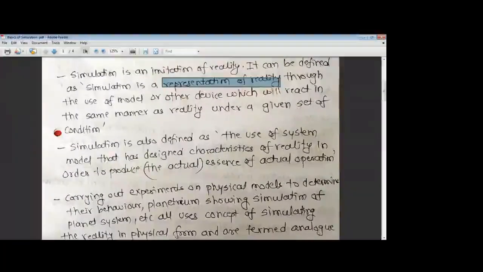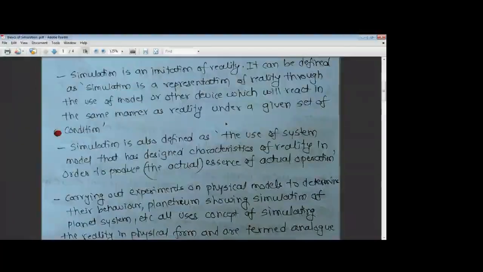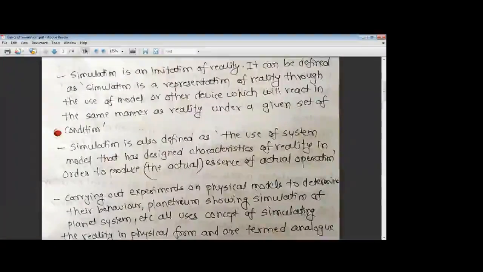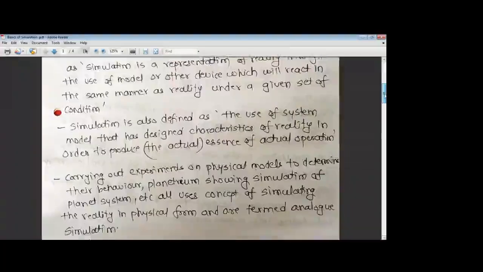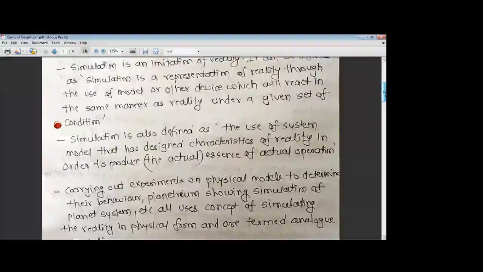For the representation of reality, the use of a model is to be done. Here, when they say the use of a model is done, it can be a physical model or a non-physical model, but a model will be used, and that model will react in the same manner as reality under a given set of conditions. So this is how simulation is defined. I'm repeating the statement: simulation is a representation of reality through the use of a model or other device which will react in the same manner as reality under a given set of conditions.